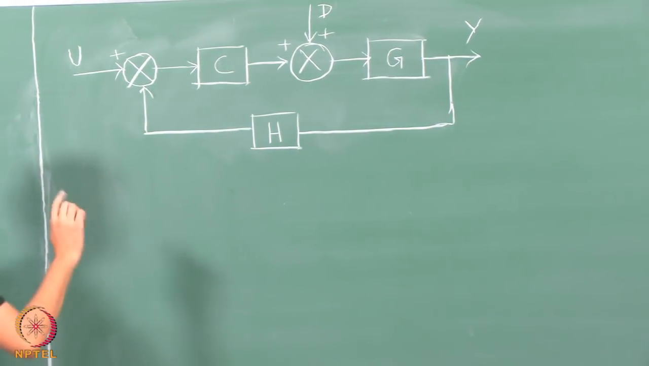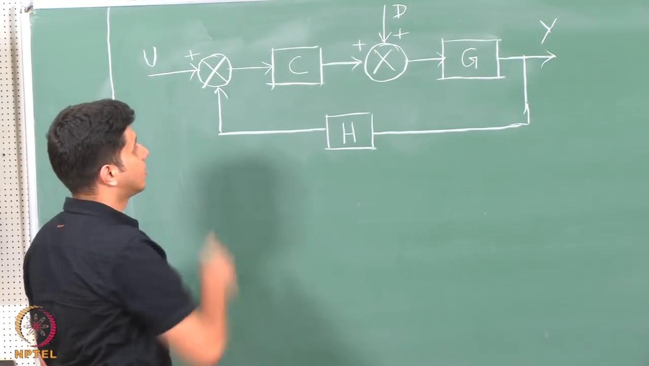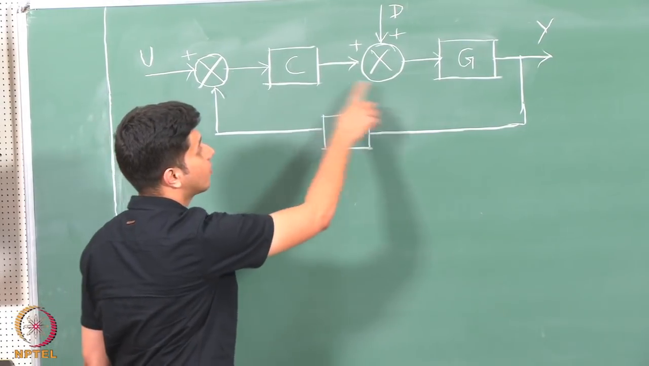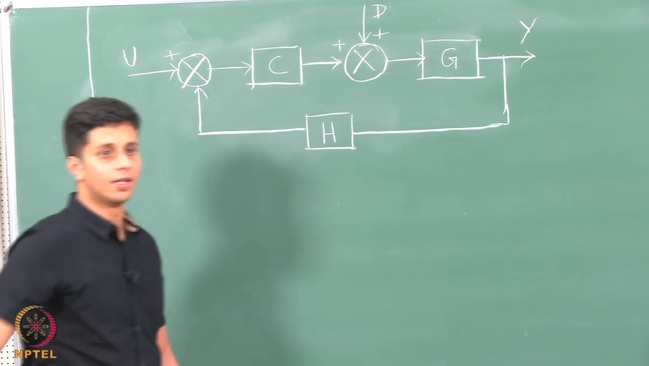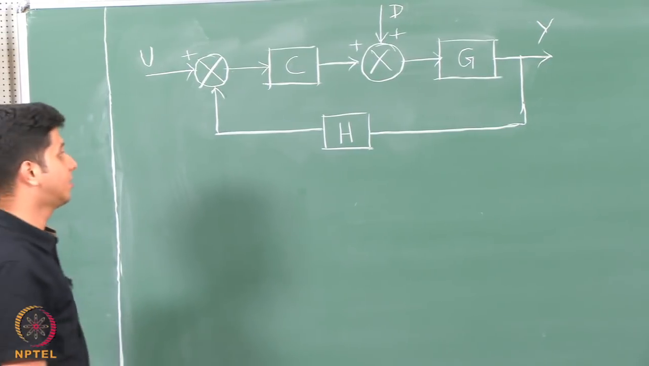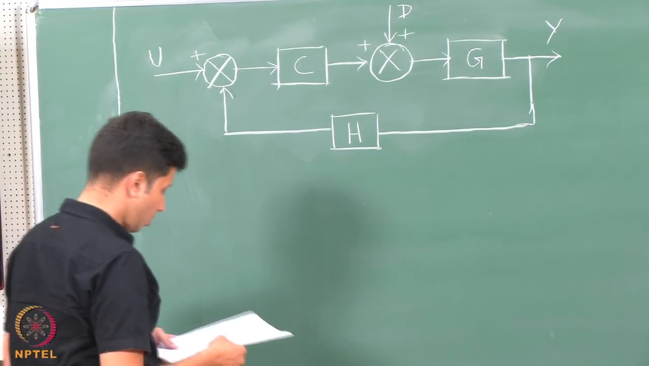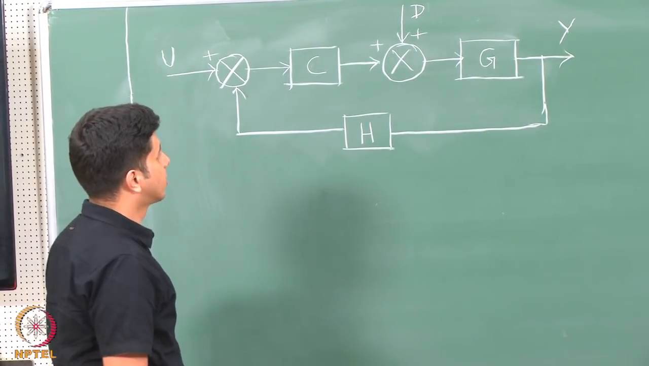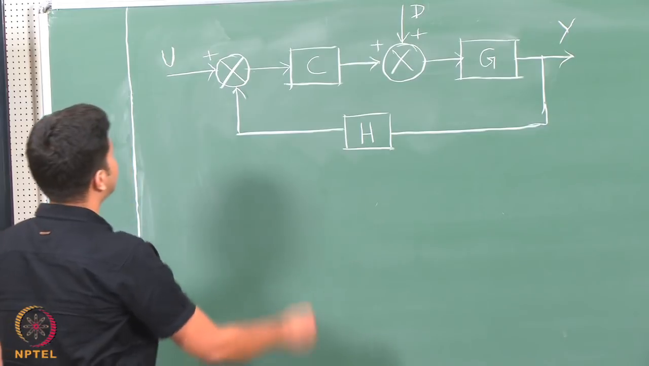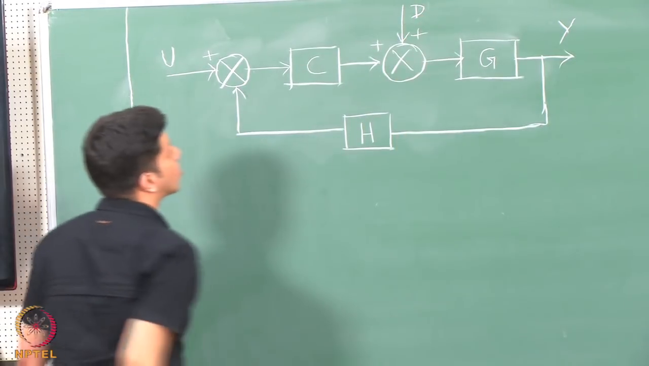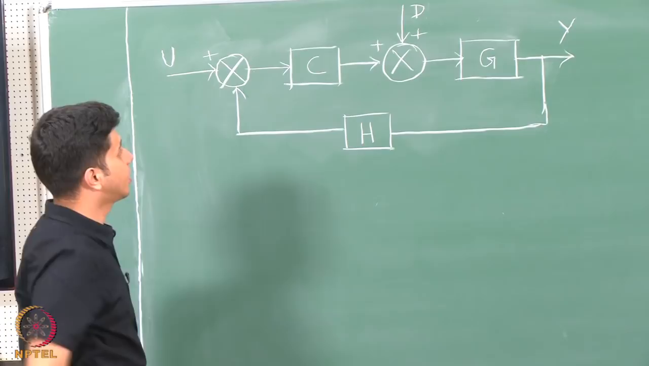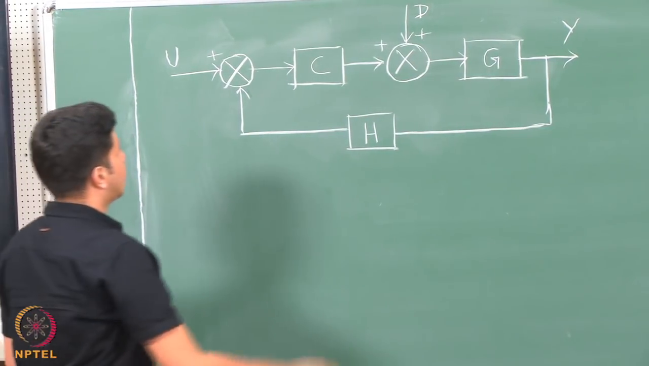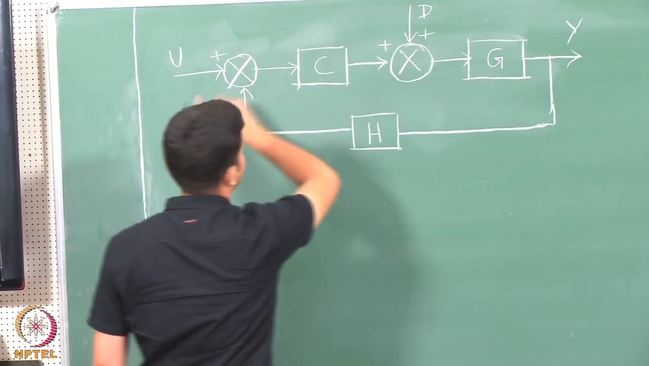And just note that for the sake of simplicity, we are ignoring the Laplace notation, but everything is in the Laplace domain. So these are in fact C of S, G of S and H of S, which we are representing as C, G and H for simplicity. So what we'll try to do here is find the transfer function. Here there are actually two input signals that you have to notice. One is the normal input signal that you know, and there is another disturbance signal which you do not know. So we can find the transfer function with respect to both these inputs.